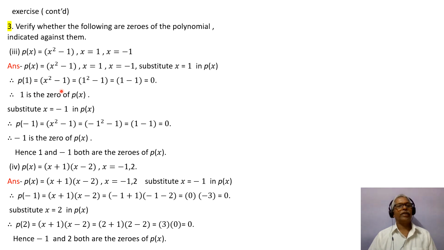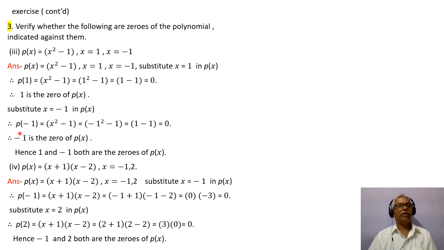P1, so writing it again, x square minus 1. We are substituting the value of x, that is 1. 1 square minus 1, or 1 minus 1, is 0. Value of the expression or polynomial is 0. Hence, 1 is the 0 of p(x). Got it? Now substitute x equal to minus 1 in p(x).